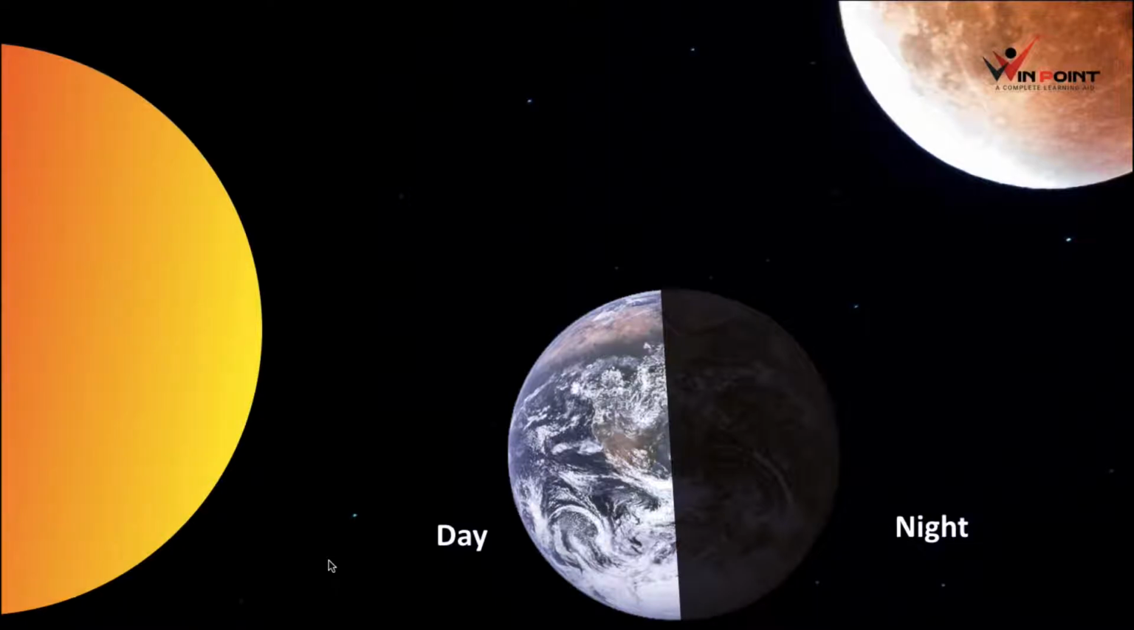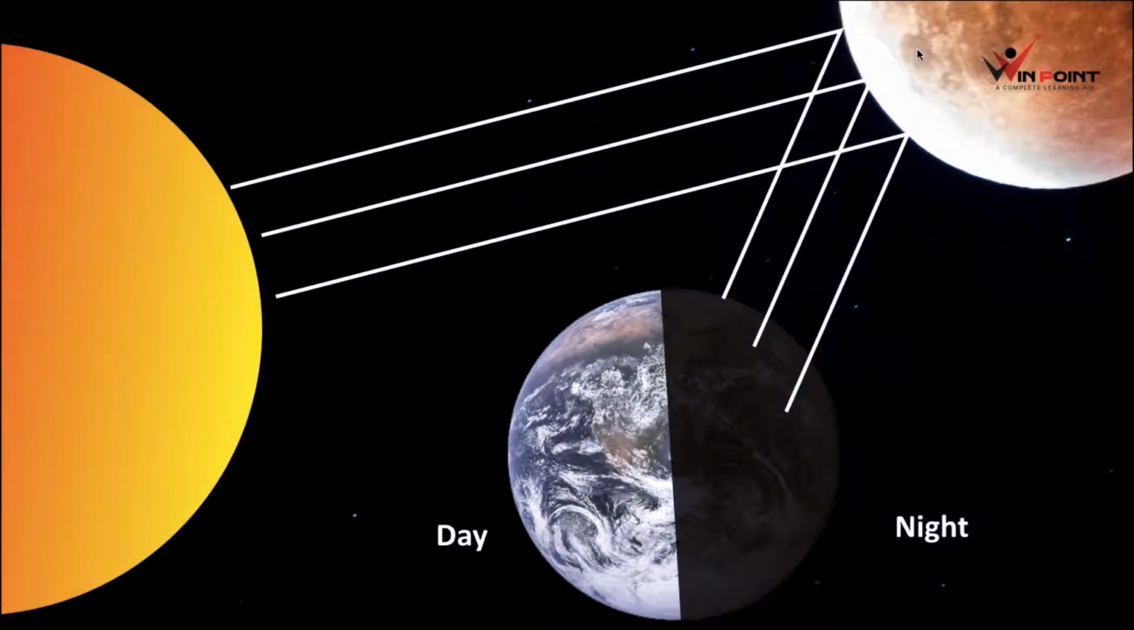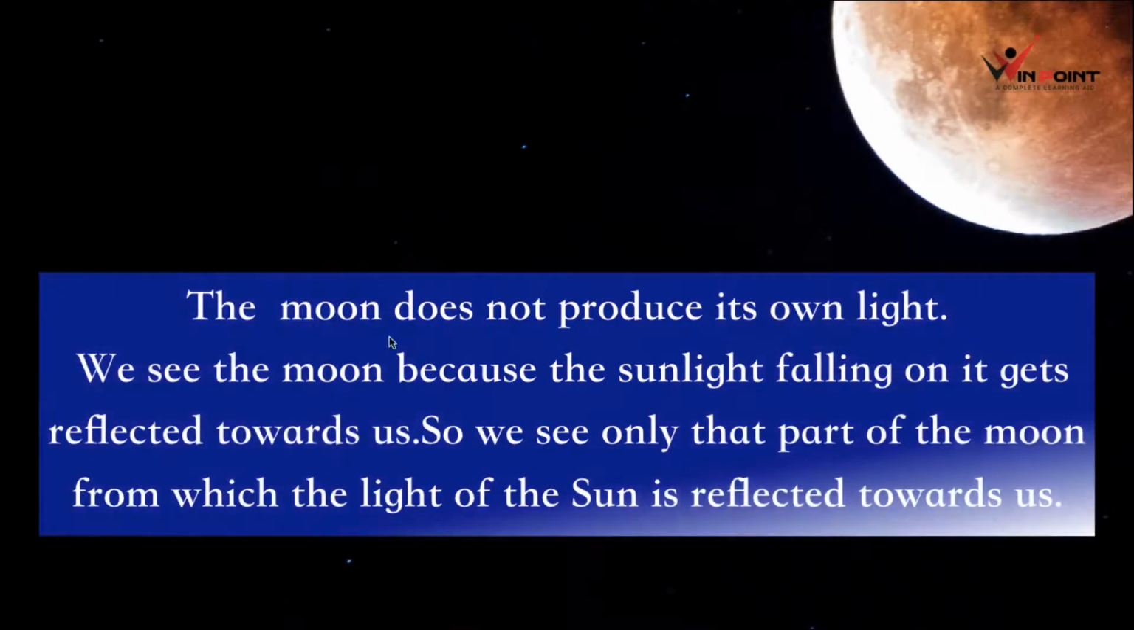Now we can discuss the reason for the light from the moon. How the moon is giving light. The sunlight is striking on the surface of moon and that light is reflecting to the earth. Here we can see, when we are standing here, we can see the moon. The moon does not produce its own light. We see the moon because the sunlight falling on it gets reflected towards us. So we see only that part of the moon from which the light of the sun is reflected towards us.